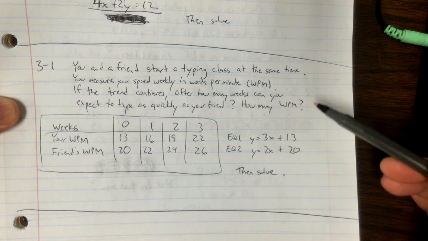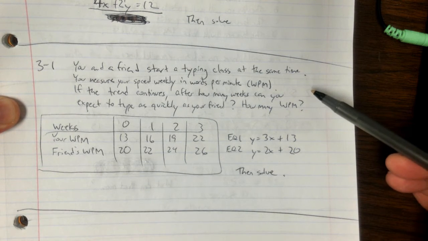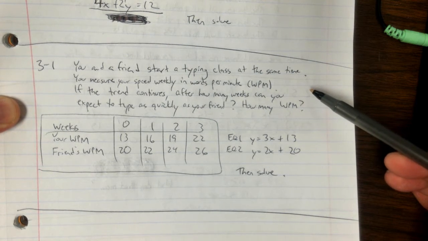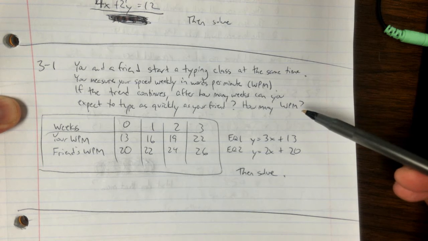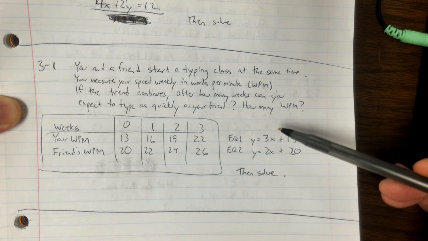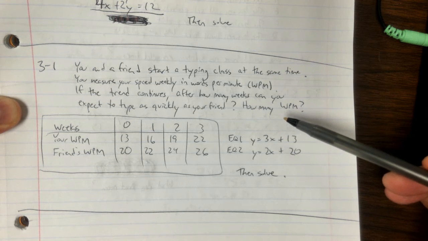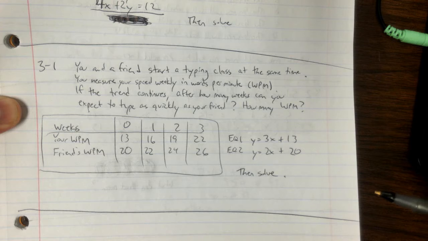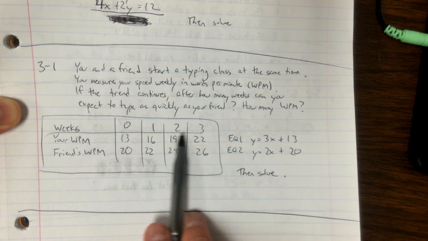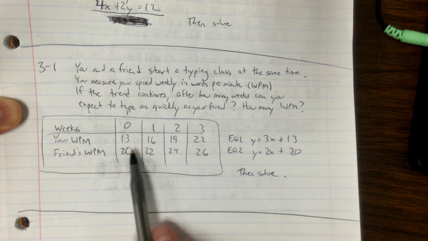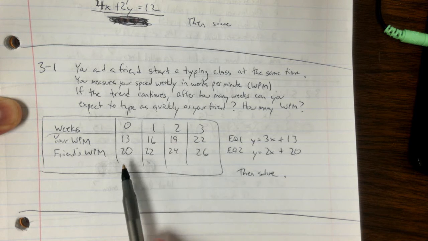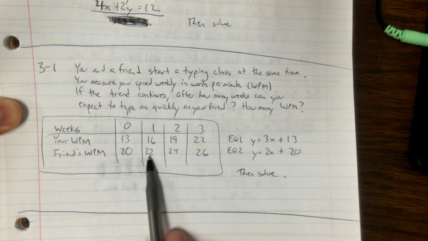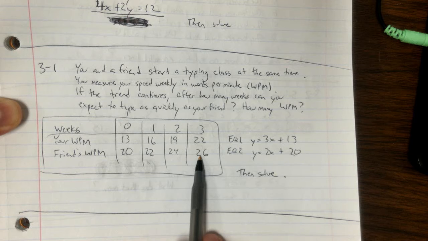On this one it says you and a friend start a typing class at the same time. You measure your speed weekly in words per minute. If the trend continues, how many weeks can you expect to type as quickly as your friend, and how many words per minute? So you go 0, 1, 2, 3. Your words per minute are 13, 16, 19, 22, and your friend's are 20, 22, 24, 26.